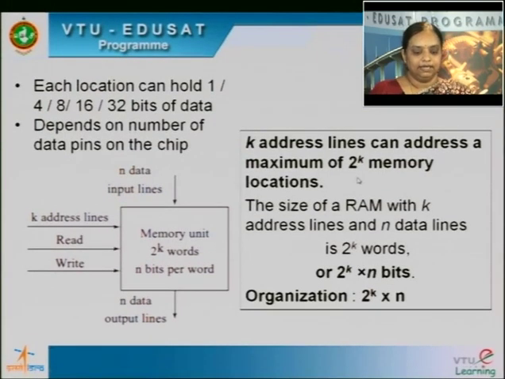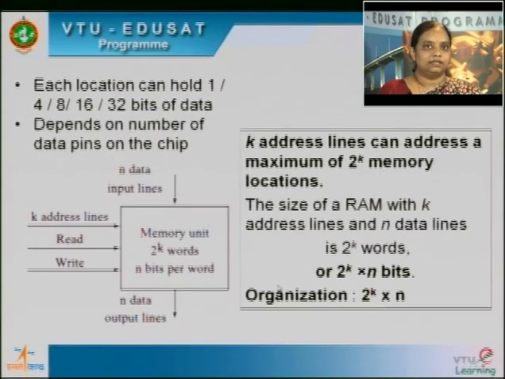This is known as the capacity of the ROM. And this organization, the other word is organization, wherein it is organized as n data lines, and each location will be having n data. And how many such locations can you have? 2 to the power k. So the second important characteristic is the organization.